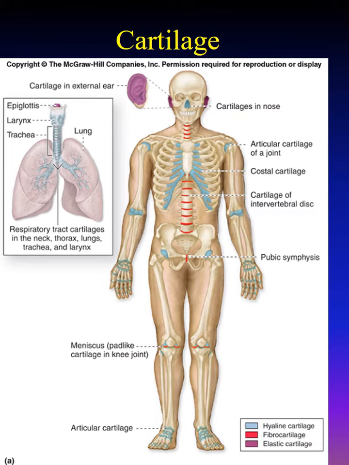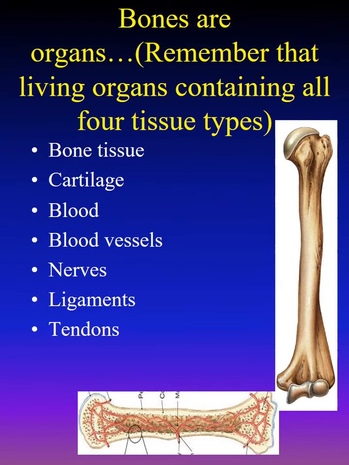And so here are examples of where you can find each of the types of cartilage. So bones are living organs, and so because it is an organ, it contains all four tissue types. And so some of the primary factors that we see are the connective tissue proper, which comprises the periosteum, which is going to be the perimeter of the bone.